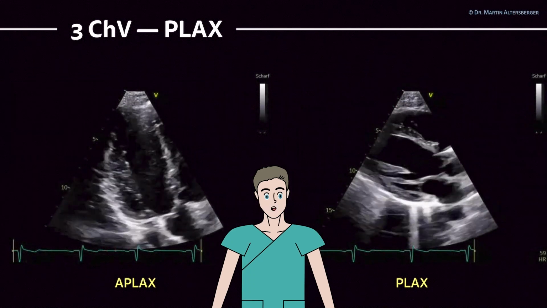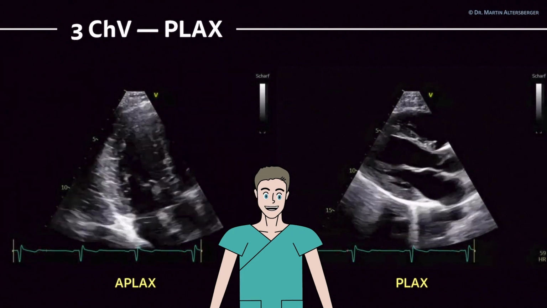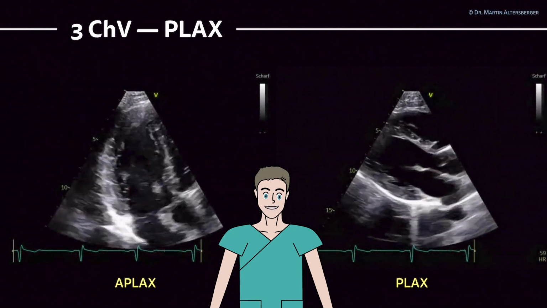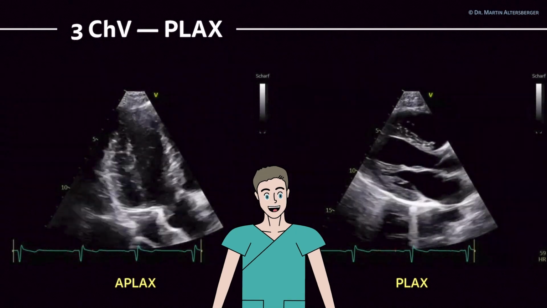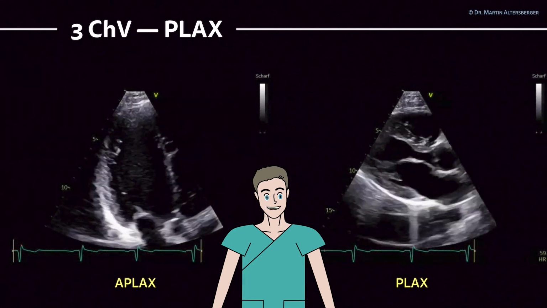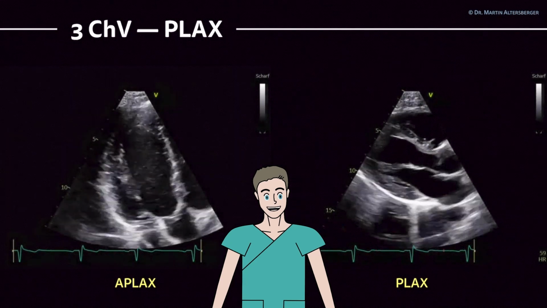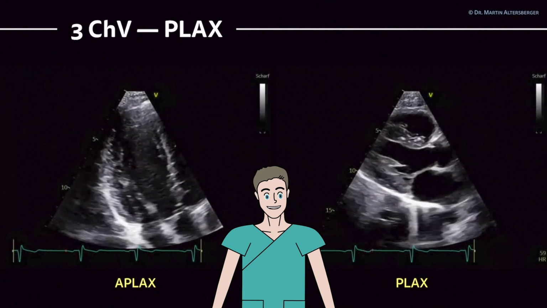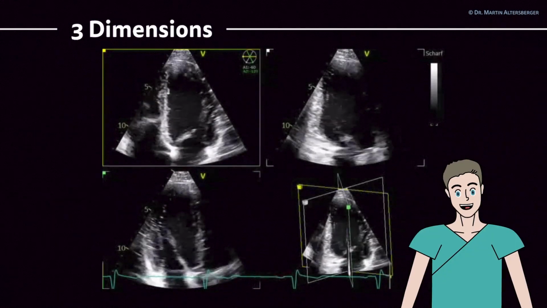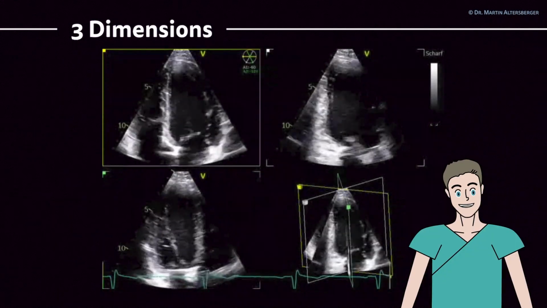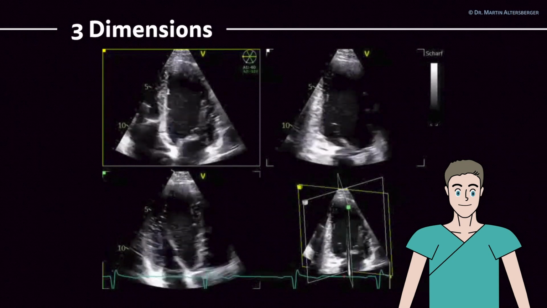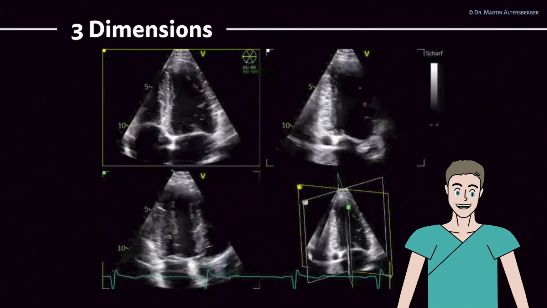Here, for example, in the parasternal long axis view, you do not want to see the apex of the left ventricle. Here it is essential that you also visualize the apex, again for measurements, for wall motion abnormalities, for strain imaging, and so forth. It is important to visualize all three dimensions of the left ventricle and also three views.